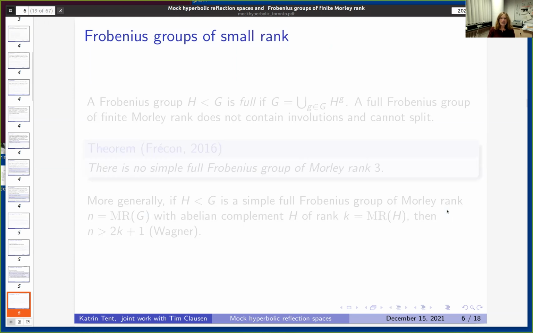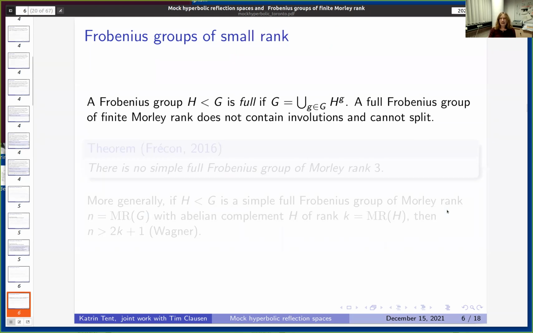And in this context, we can look at Frobenius groups of small rank, and a Frobenius group is called full if the conjugates of H cover the group. Of course, you see that in a finite group, this can never happen. It's also an easy exercise for undergraduates to see that in a finite group, you never have this. But apparently, it's not totally clear whether this can actually happen in infinite groups, but it seems that Olshansky maybe produced an example of this. But in any case, a full Frobenius group is of this form. And it's known that a full Frobenius group of finite Morley rank does not contain involutions and cannot split.